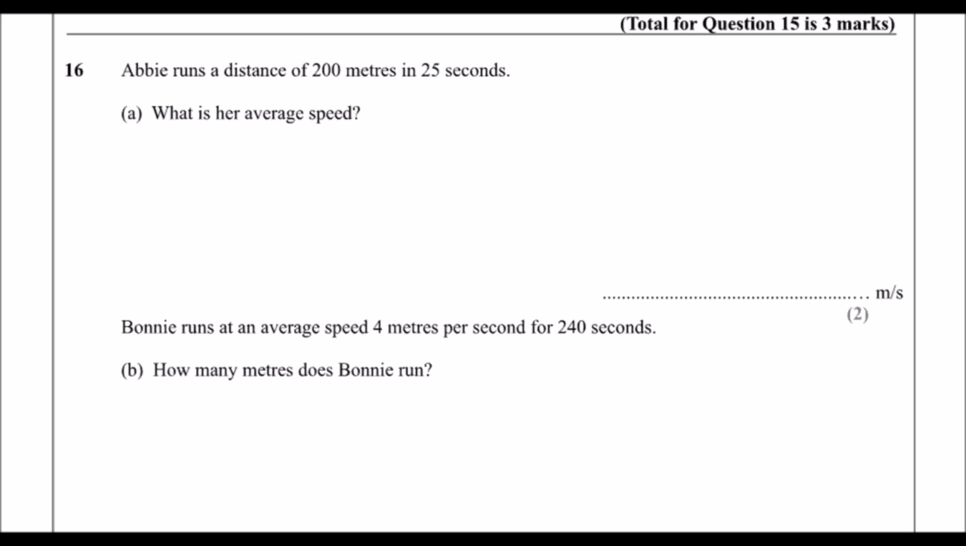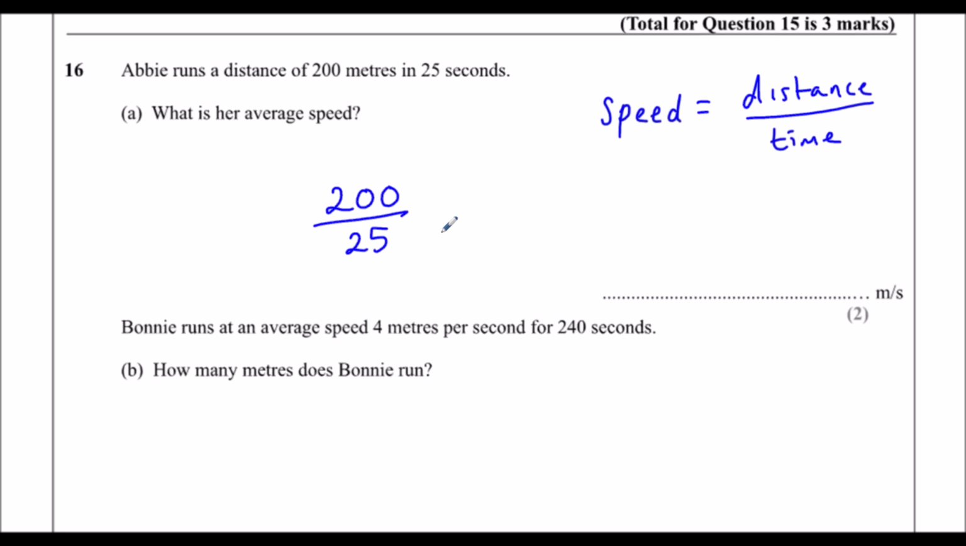Question 16. Abby runs a distance of 200 meters in 25 seconds. What is her average speed? So speed can be found by doing distance divided by time. Speed is distance over time. So we've got 200 meters in 25 seconds. So how many 25s go into 200? That is 8. So it's 8 meters per second. Meters per second, meters divided by seconds.